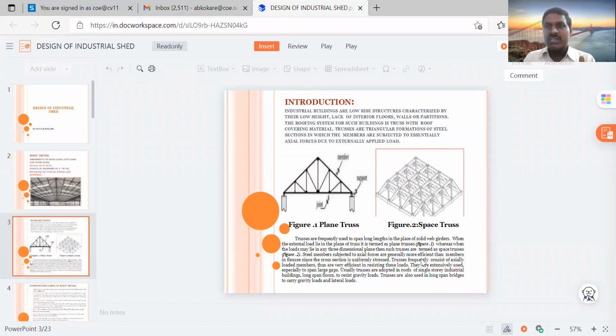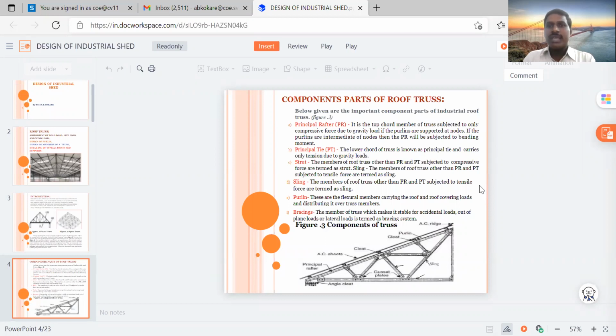So depending on the loading, the load acting in the plane, we can call plane truss, and load acting in the three-dimensional view, we can call it a space truss. So this is nothing but the roof truss and their types of the trusses.